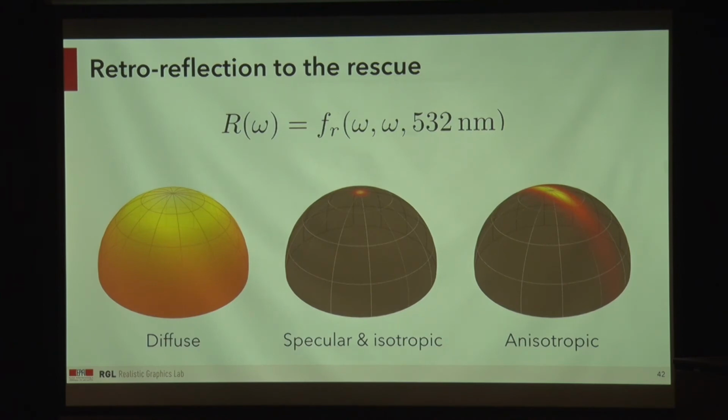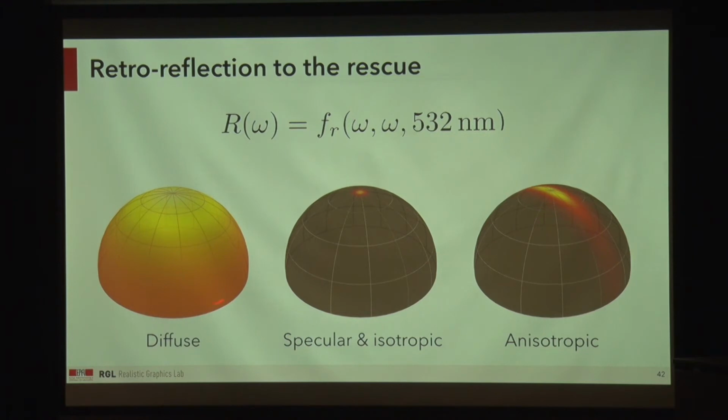And it turns out that there is such a thing, and it is the retroreflection. And so here the idea is that we take this BRDF, and we simply plug in the same direction twice, and we also fix the wavelength. So here we just use a green laser. And then if we look at this retroreflection, we can see that it's rather different.